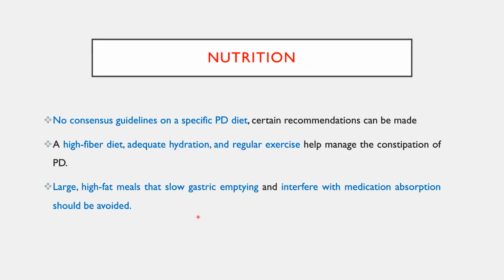Next is nutrition. There is no consensus. High fiber diet, adequate hydration, and exercise will help in the management of constipation in Parkinson's disease. Sometimes high fat meals or high protein meals interfere with the absorption of the levodopa. Better you avoid the high fat meals. Okay.